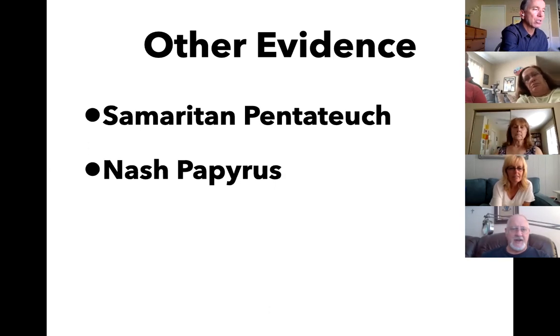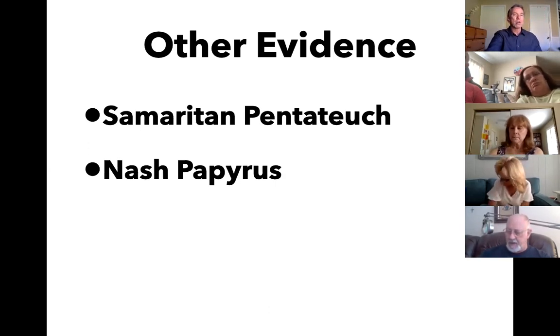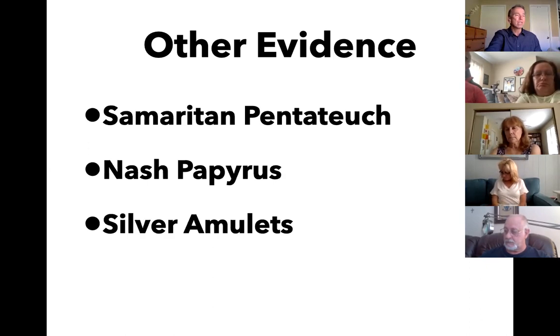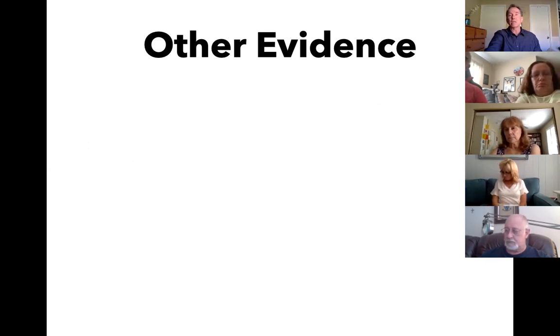Another document called the Nash Papyrus was before the discoveries at Qumran, and Dave alluded to this. We're going to get there in just a moment. The Nash Papyrus was the earliest textual witness to the Hebrew Bible. It was purchased from an Egyptian dealer in 1902 by Dr. Walter Nash, and it dates back to the 2nd and 1st century BC.